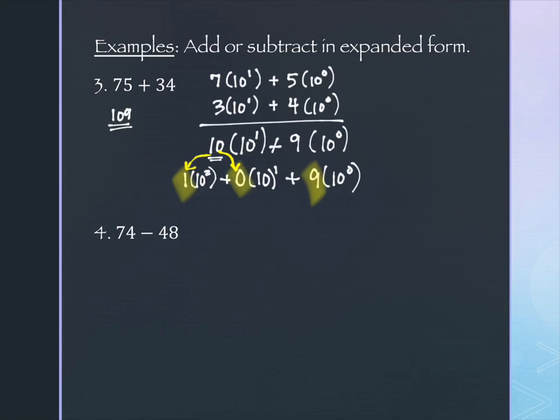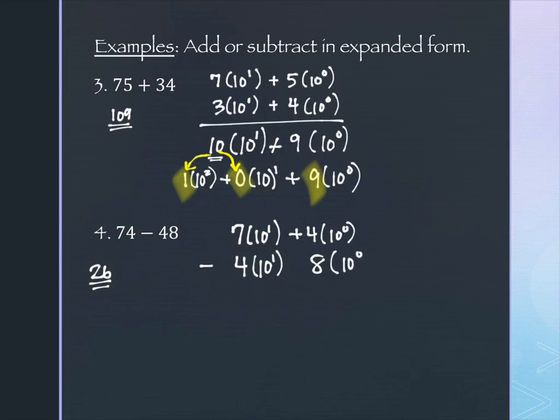So again, let's figure out what it is we're expecting. What is 74 minus 48? 26. So our answer at the end is going to be a 26. Okay, good deal. So we're going to write it out again. 7 times 10 to the first plus 4 times 10 to the 0. And then we're going to subtract 4 times 10 to the first and 8 times 10 to the 0.